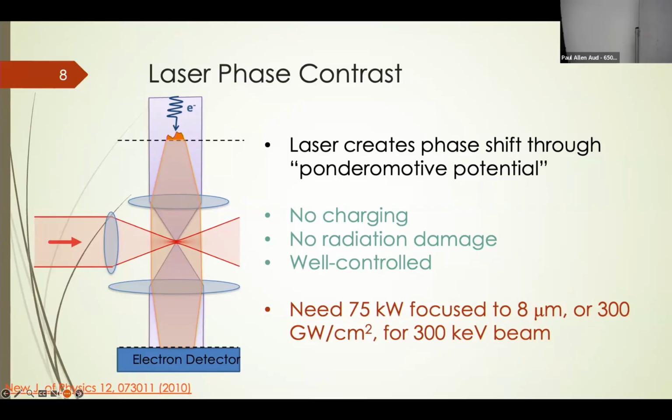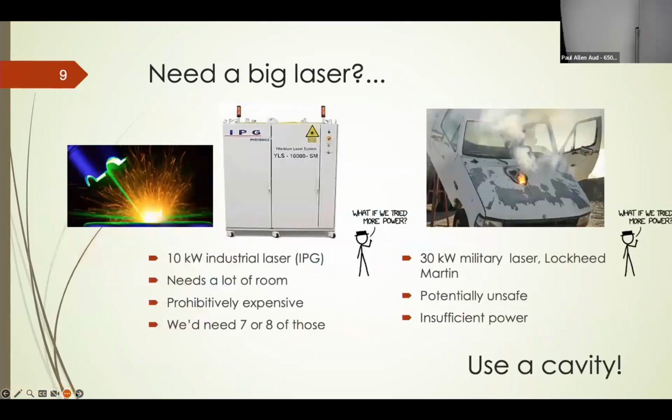The laser beam should obey Maxwell's equations, at least as far as we know, so it should be a well-controlled effect. The problem is we need to focus 75 kilowatts of laser light onto an 8-micron spot in order to get the intensity needed to apply a 90-degree phase shift to a 300 keV electron beam. To put that in context, on the left is a 10 kilowatt industrial laser that cuts through 2 inches of steel without problem. This is big, it's expensive, and we would need 7 or 8 of those. The Department of Defense, or War, has a larger laser, but it is potentially unsafe and not powerful enough.